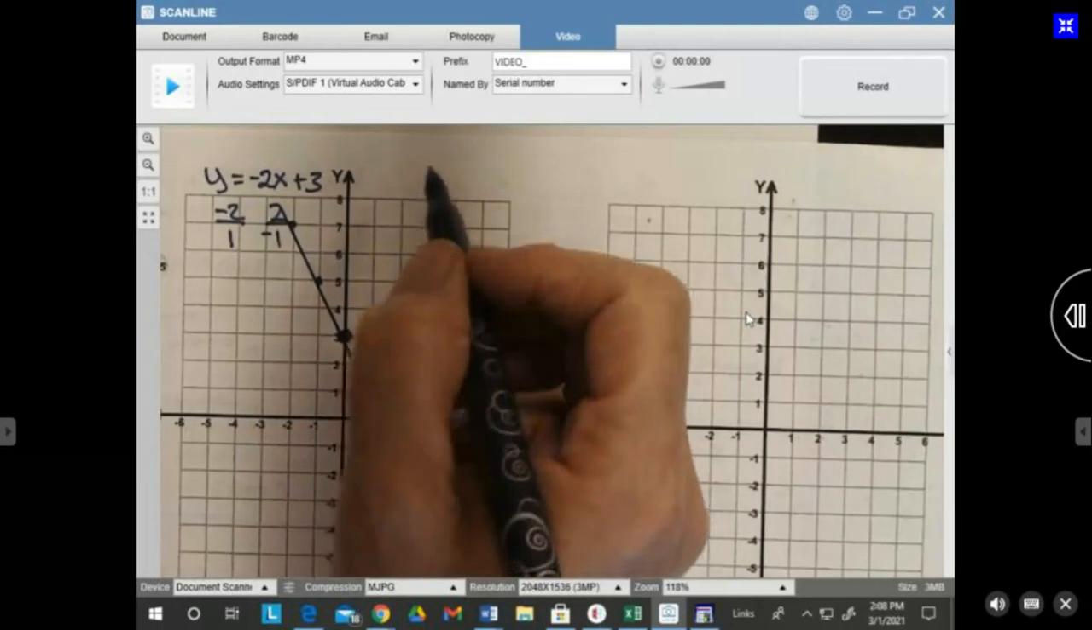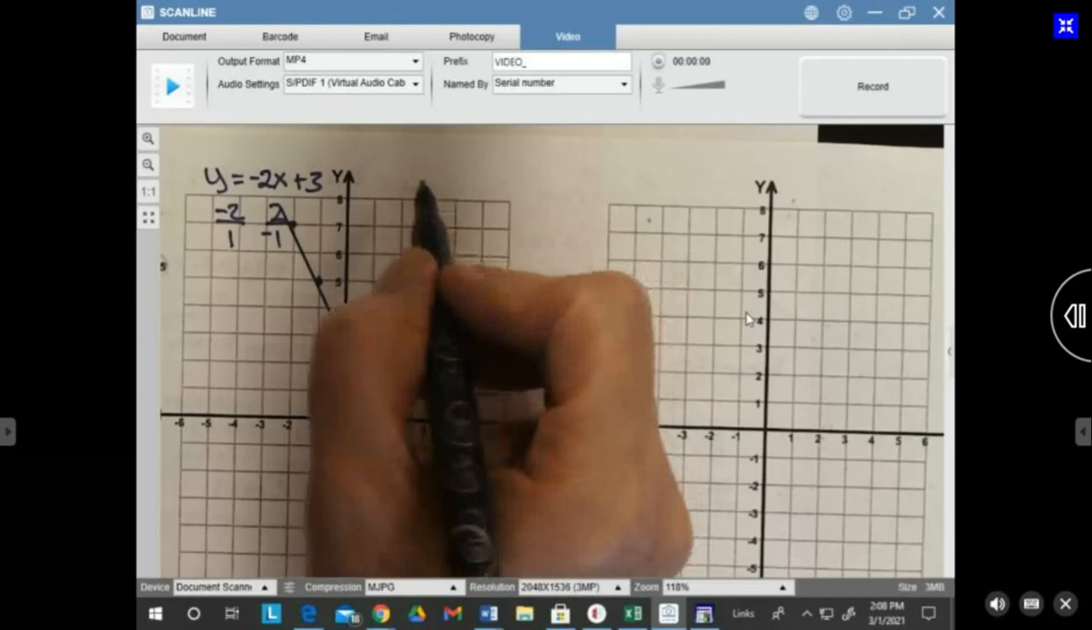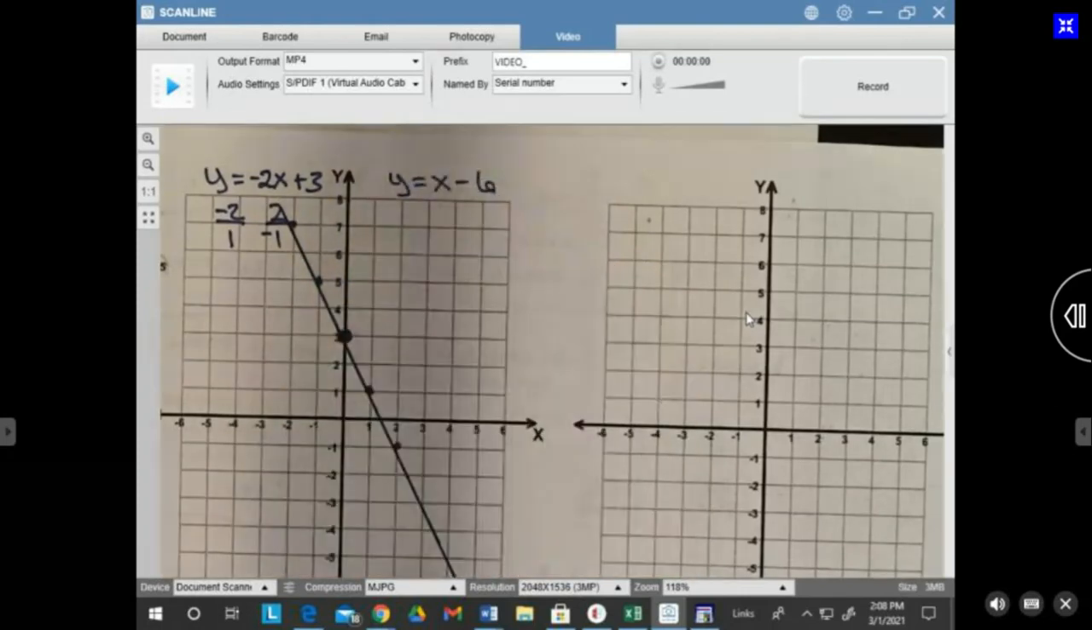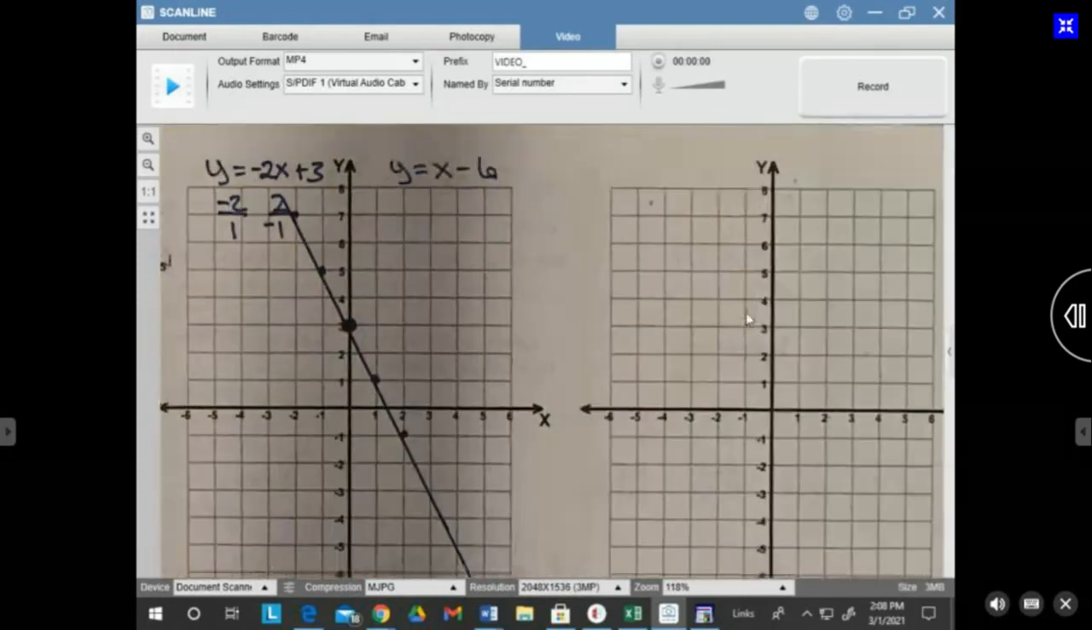All right, now graph for me y equals x minus 6. It's the first one. On the same graph.